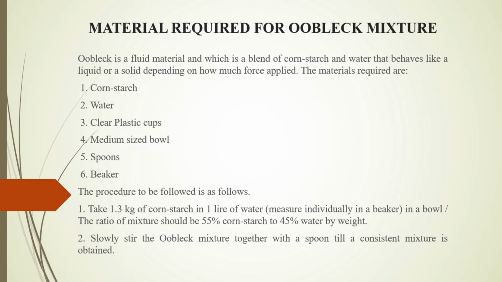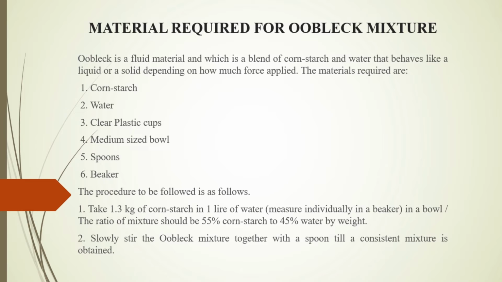The simplest thing when we make oobleck is to take 55% cornstarch and 45% water. Then the oobleck mixture is ready. Slowly stir the oobleck mixture with a spoon until a constant mixture is obtained.